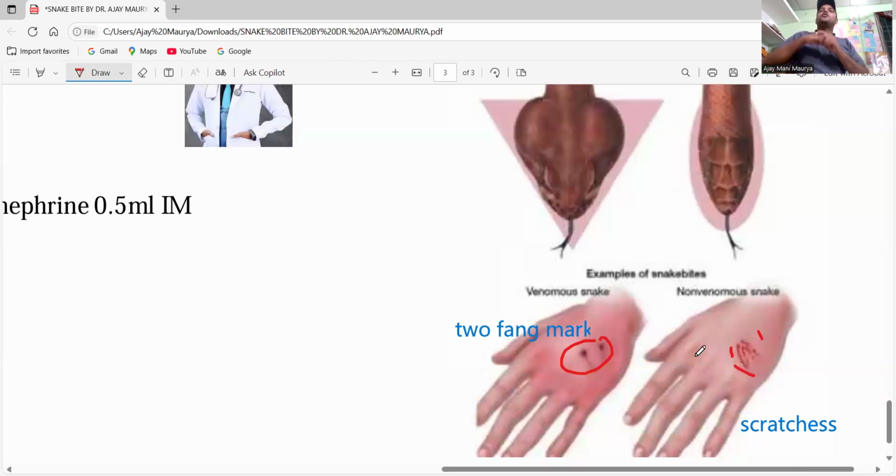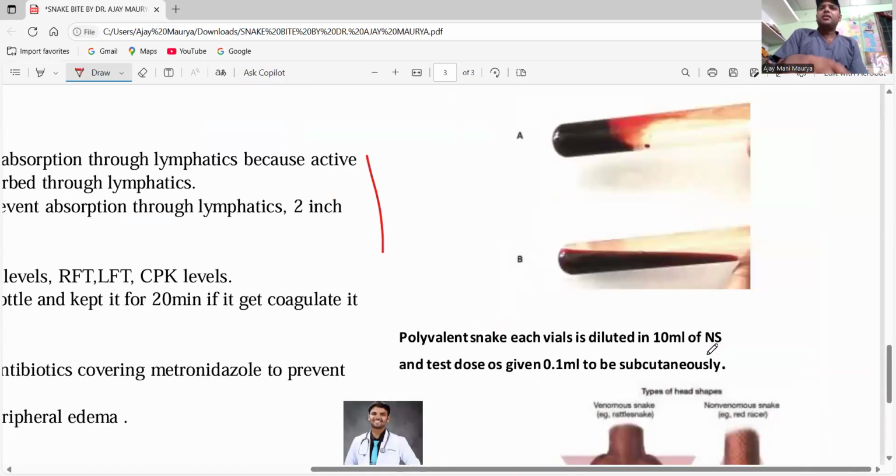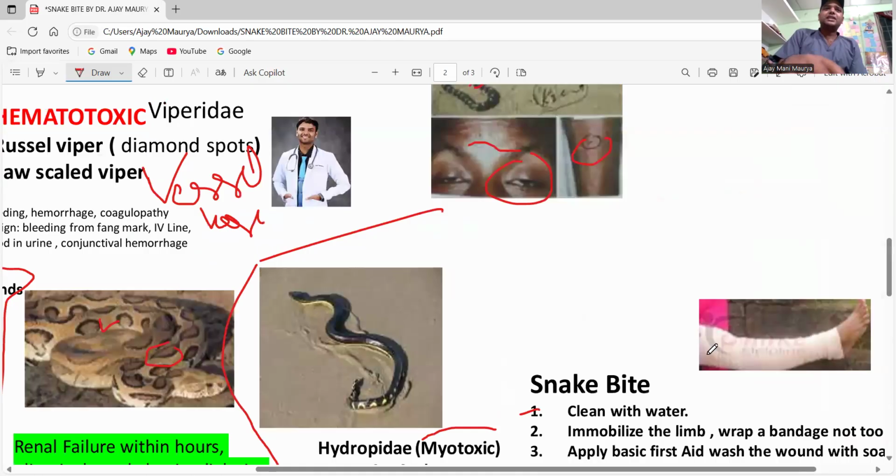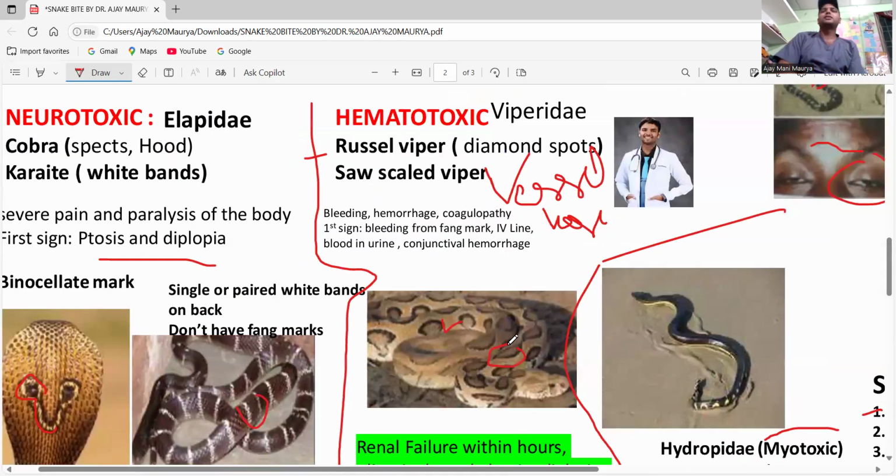It's going to be the fang. This is poisonous or non-poisonous. Remember, for the krait, there are no specific fang marks.